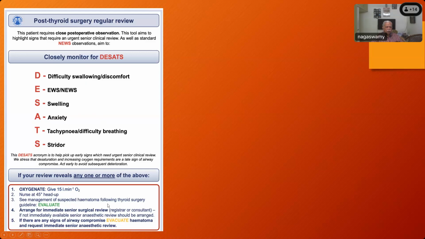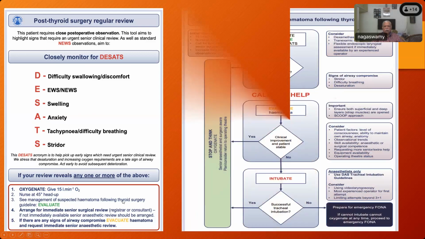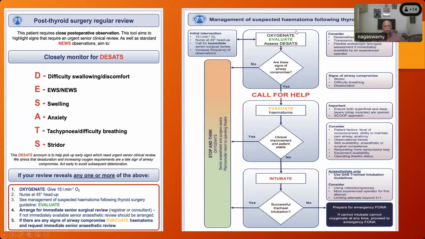Management for suspected hematoma following thyroid surgery. You evaluate, and then this is the algorithm that has been described. Management of suspected hematoma following thyroid surgery. Oxygenate and evaluate. And then, are there any signs of airway compromise? Yes, then immediately call for help. Evacuate the hematoma. See whether there is a clinical improvement.